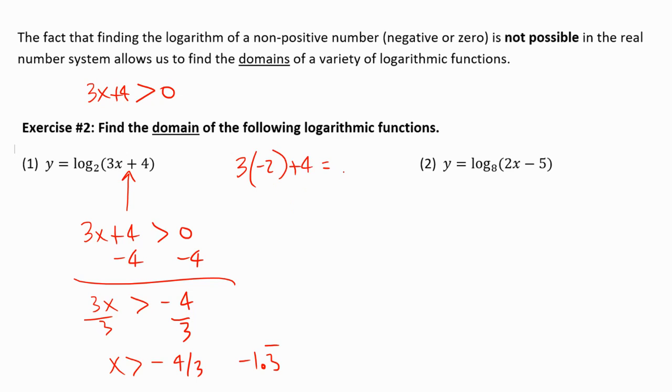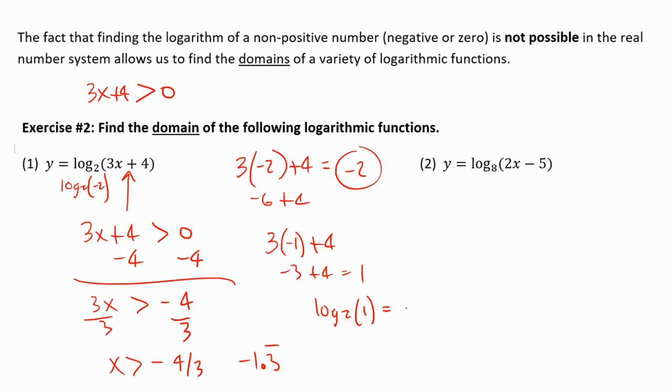If I plug in a number less than that, let's say negative 2, I'm going to get negative 6 plus 4, negative 2. That's going to break the rules of logs. I can't do log base 2 of negative 2. It doesn't exist. So I have to plug in a number greater than that. Notice if I plug in negative 1, it works, because negative 3 plus 4 is positive 1. I can do log base 2 of 1. It's actually equal to 0, because 2 to the 0 equals 1. So anything greater than negative 1.3, and I'm good.